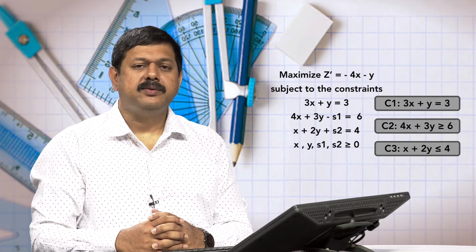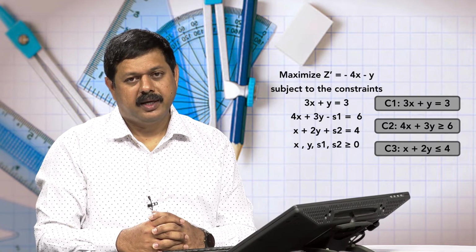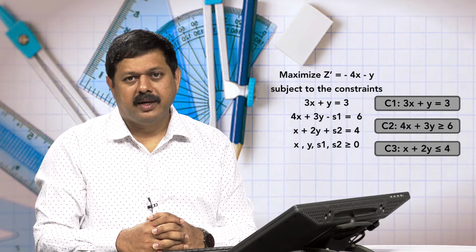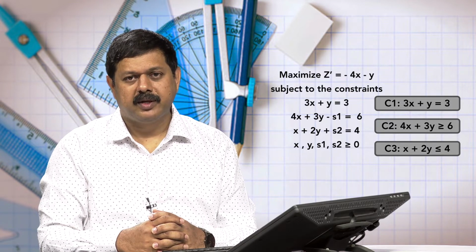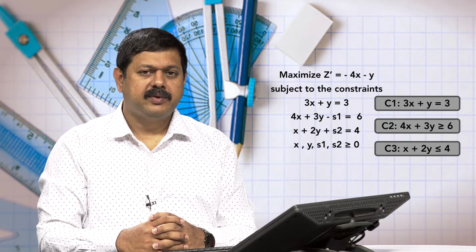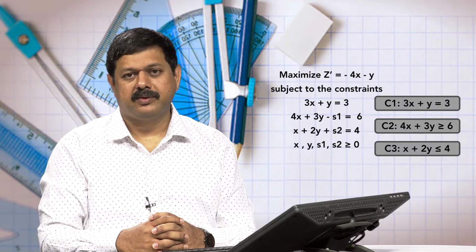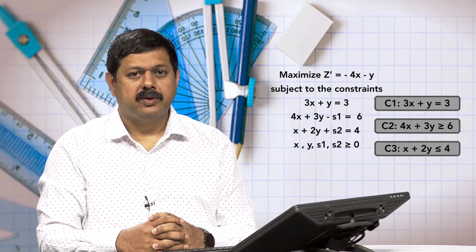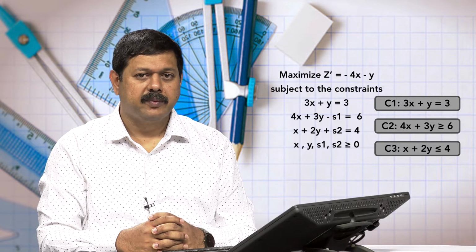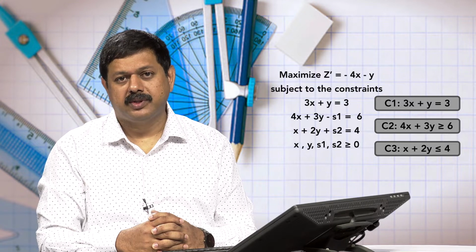Here the constraint C1 representing 3x plus y is equal to 3 is an equation and hence is kept as it is. The second constraint C2 representing 4x plus 3y greater than or equal to 6, the left hand side 4x plus 3y is larger than the right hand side value 6. Hence, by removing s1 greater than or equal to 0 from 4x plus 3y, we get the equation 4x plus 3y minus s1 is equal to 6.